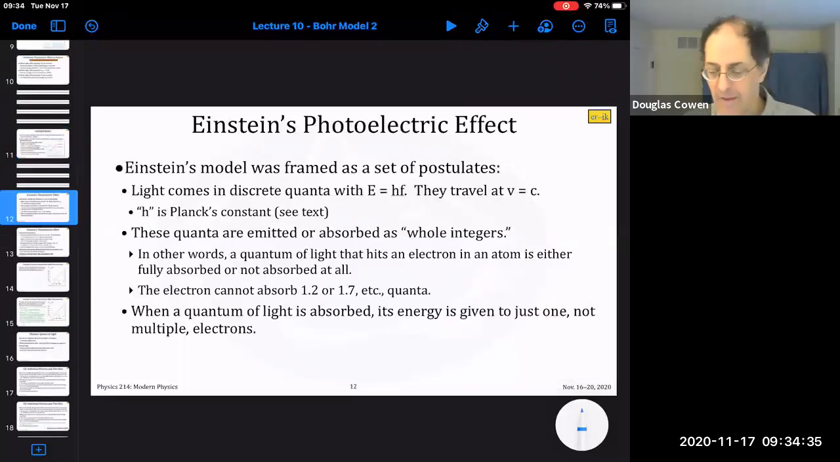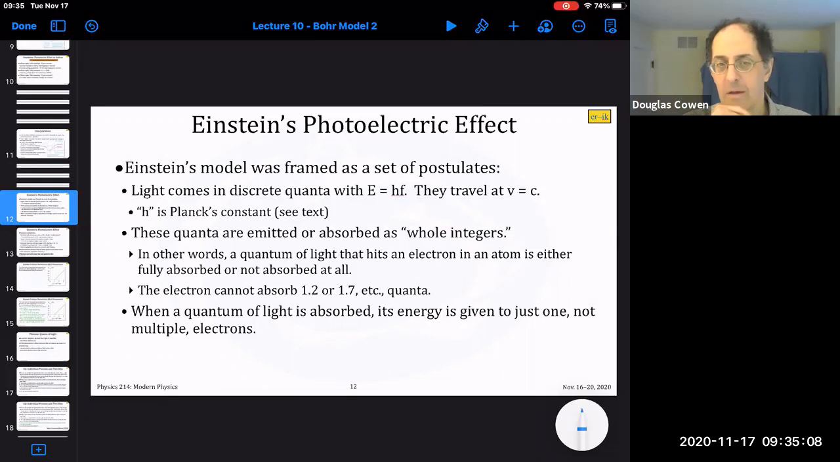Okay, so Einstein came along and provided an explanation for this, and he gave his explanation as a set of postulates. That's how he started out. So he said, okay, first postulate is light comes in discrete units, which they called quanta, and they have an energy that's equal to a constant h, called Planck's constant, times the frequency of the light. And they travel at speed c.